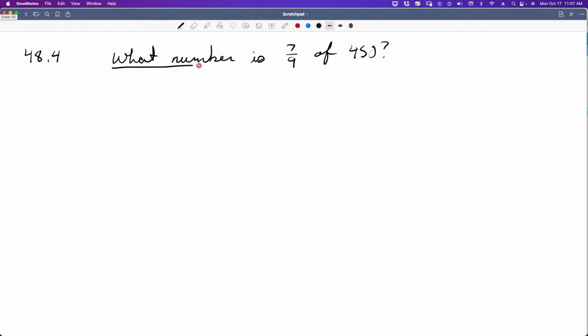So what number? That's our variable. We don't know. It's asking us what number. So that's going to be n. All right, is, we know what that is. That's the equal sign. So that goes next. n equals. Then we have 7/9, so that goes next. Of is our multiplication, so we put the multiplication here. And then we have 450, so that goes last. So we have 5 parts. We have a variable, an equal sign, 7/9, multiplication, and 450.